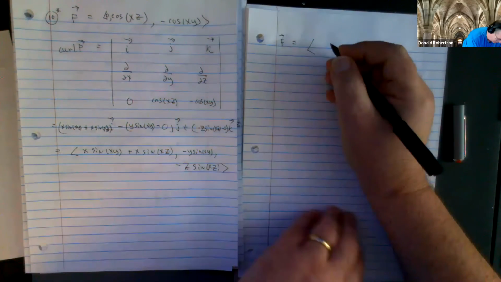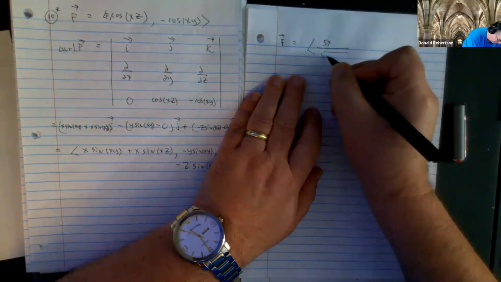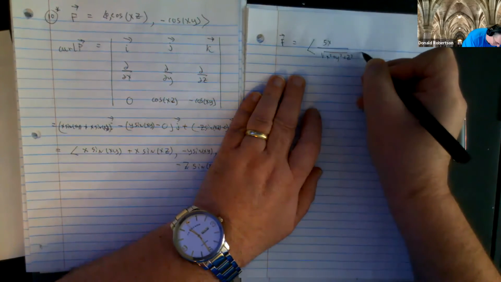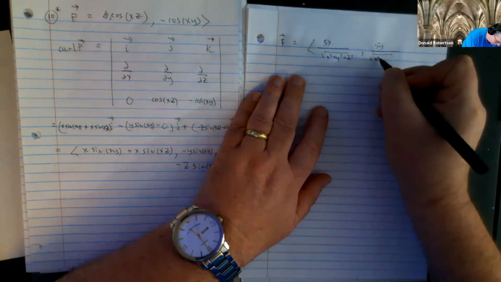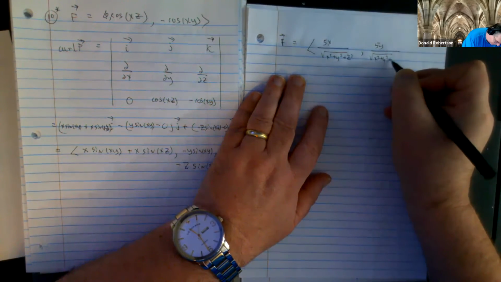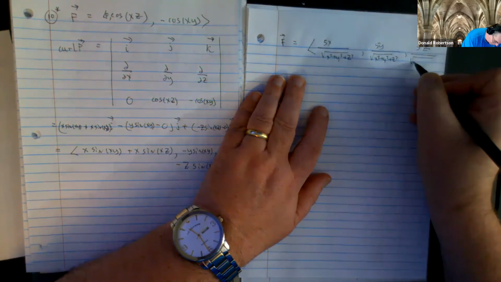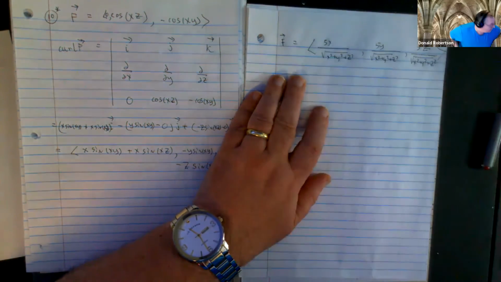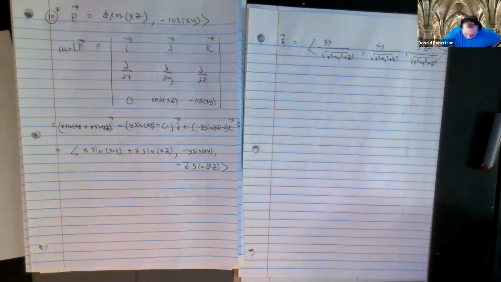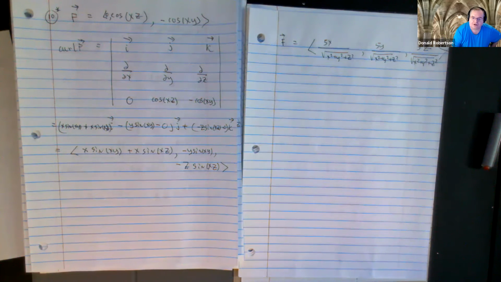So it is 5x over the square root of x squared plus y squared plus z squared, 5y over the square root of x squared plus y squared plus z squared, and 5z over the square root of x squared plus y squared plus z squared. Now, it doesn't take much imagination to know that these are really ugly things to differentiate. Agreed?